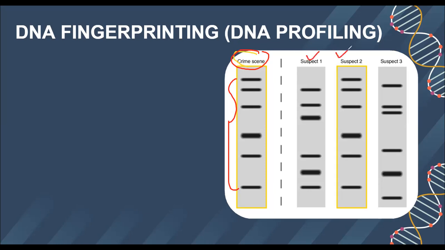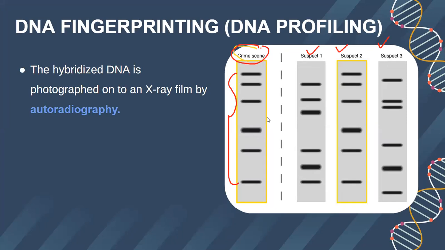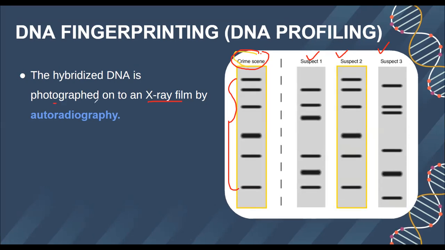You took samples from 3 persons that you suspected to be the person who committed the crime. Okay, so you then match the crime scene profile with the suspected profiles. So the hybridized DNA that you got is now photographed onto an X-ray film. Like you take an X-ray film and you obtain an image by this technique known as autoradiography.